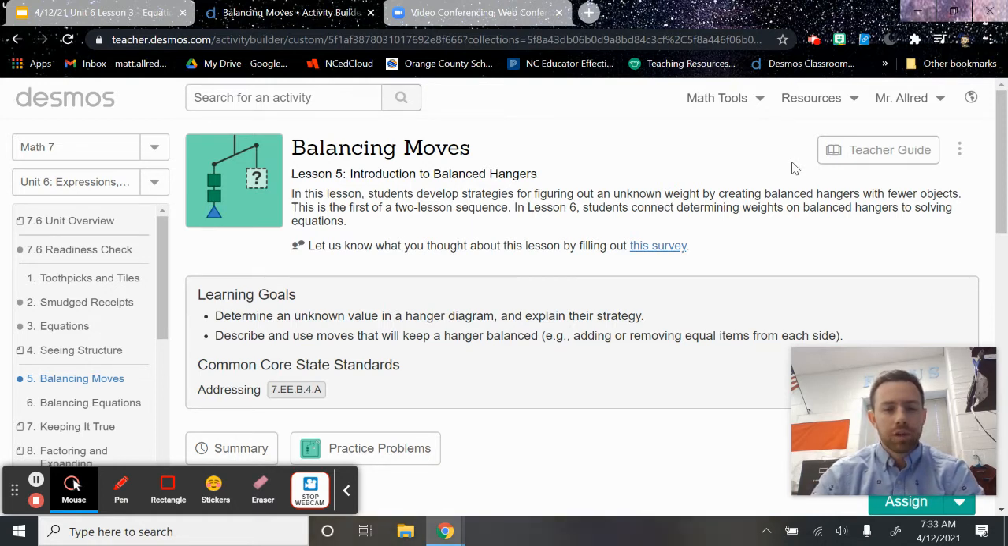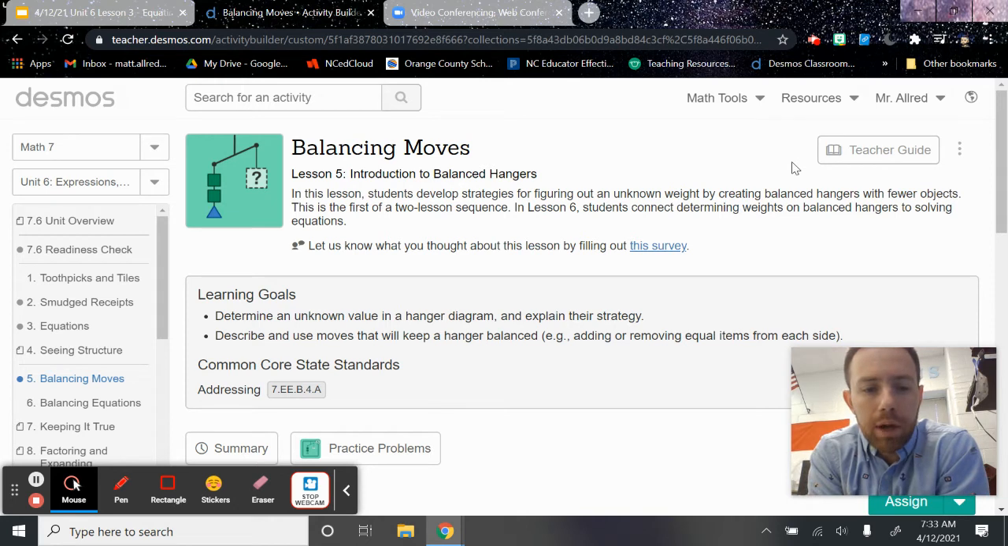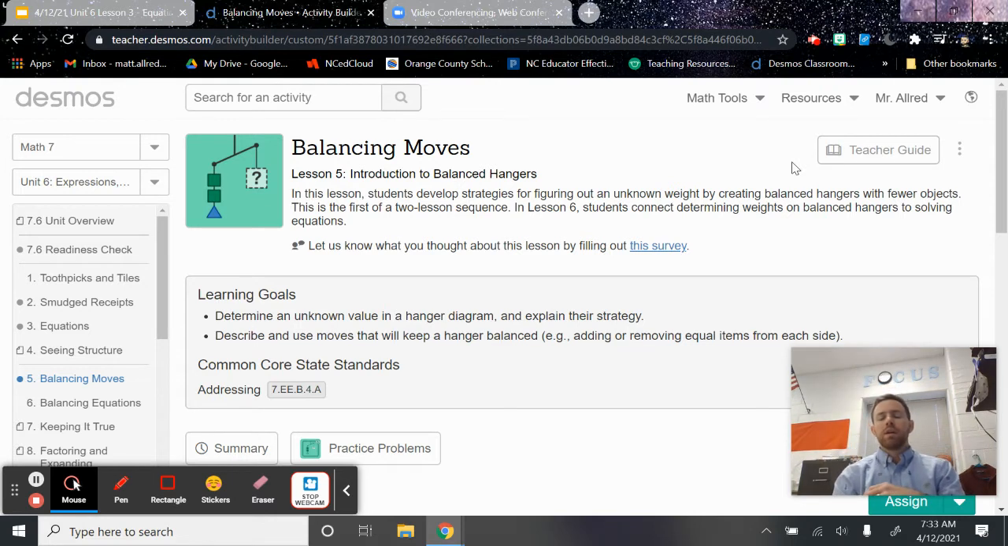In this lesson, you'll get an introduction to balanced hangers, which is just another way of representing equations. Earlier in the unit, we talked about tape diagrams in our lessons called smudge receipts and equations, and we used those tape diagrams to find missing values. This model is similar to tape diagrams, but it's all about balancing. So in this lesson, you'll develop strategies for figuring out an unknown weight by creating balanced hangers with fewer objects.